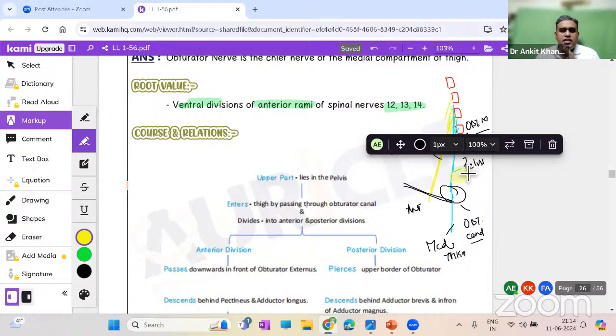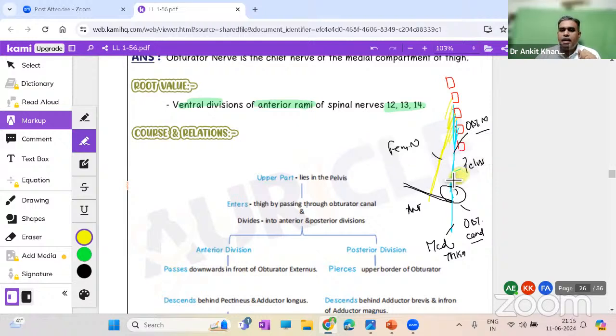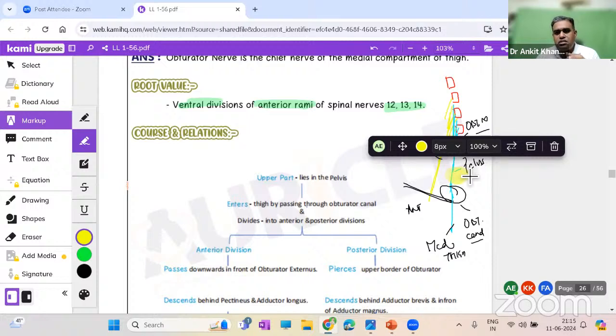If you are doing a surgery in the pelvis, you are removing, say, the iliac lymph nodes and all, then this might irritate or damage this obturator nerve a bit, and that can lead to spasm of the medial compartment thigh muscles. That you have to understand, why the course is so important.